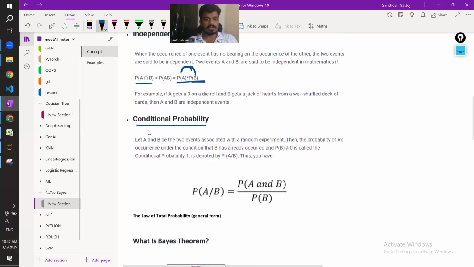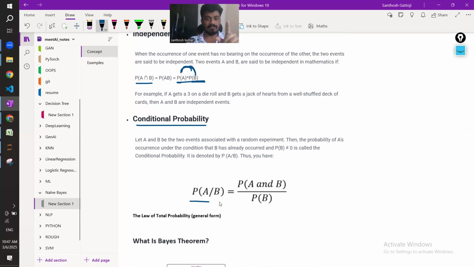Now let's say A and B are two events associated with a random experiment. Then the probability of A occurring under the condition that B has already occurred. When I say condition, it means probability of A given that B has already occurred. I think we all studied this probability definitely in our 10th or intermediate, so just a refresh.